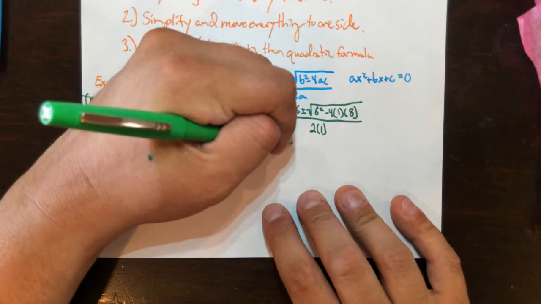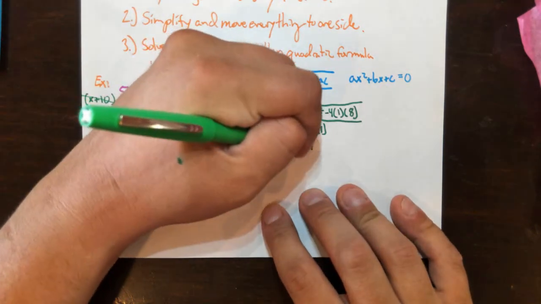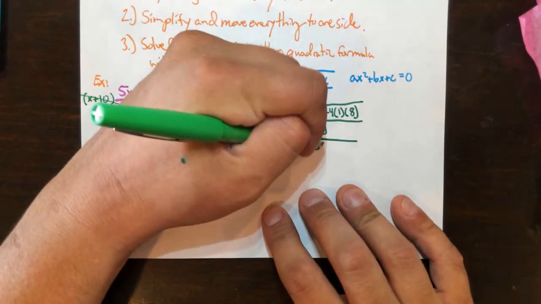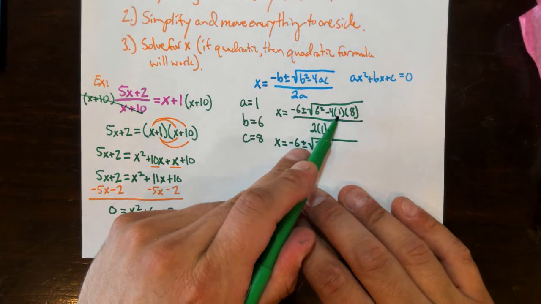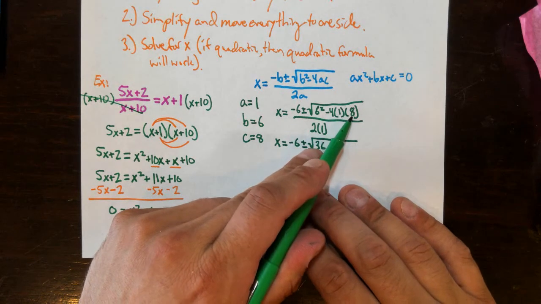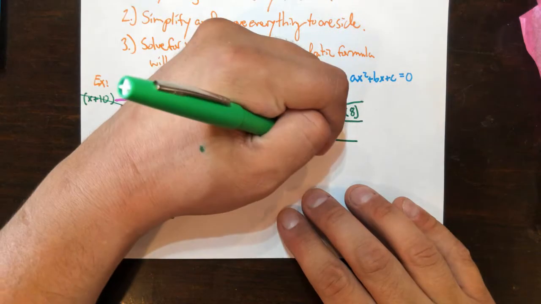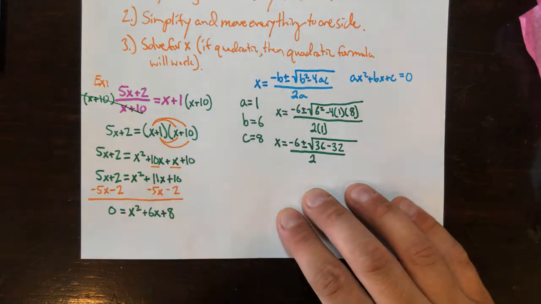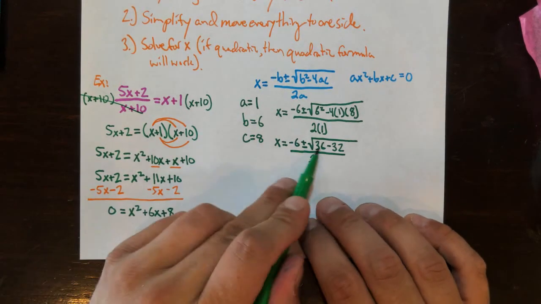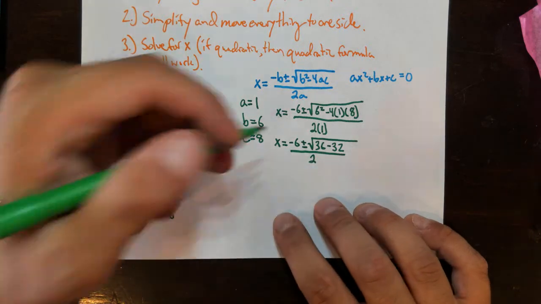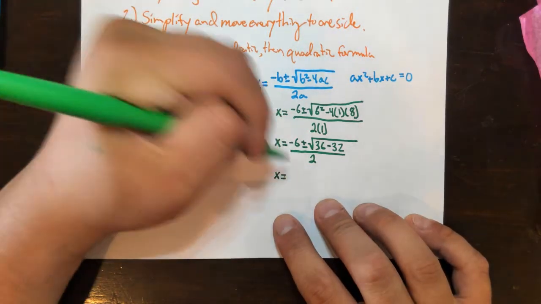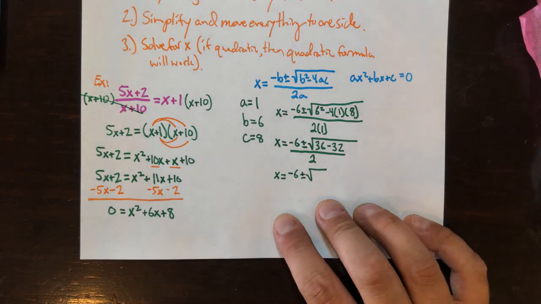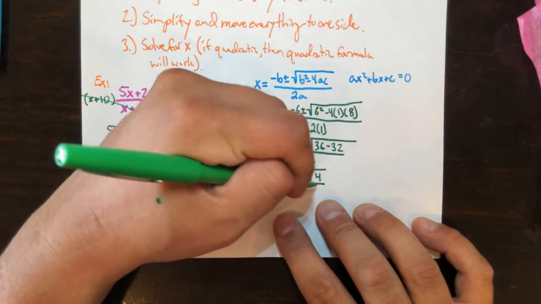So we have negative 6 plus or minus the square root of 6 squared, which is 36. And we have negative 4 times 1, which is still negative 4. Negative 4 times 8 is negative 32, all over 2 times 1, which is 2. And you can see this is starting to look a lot nicer. We can still continue simplifying under the square root, so let's do that. x equals negative 6 plus or minus the square root of, see, 36 minus 32 is 4, over 2.